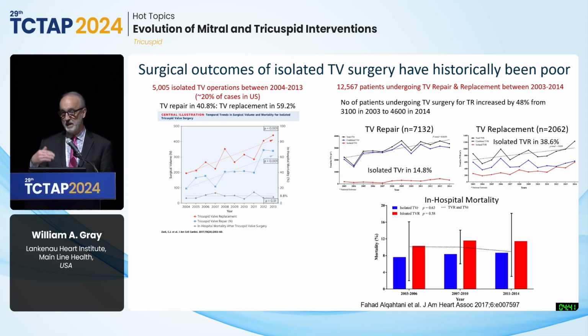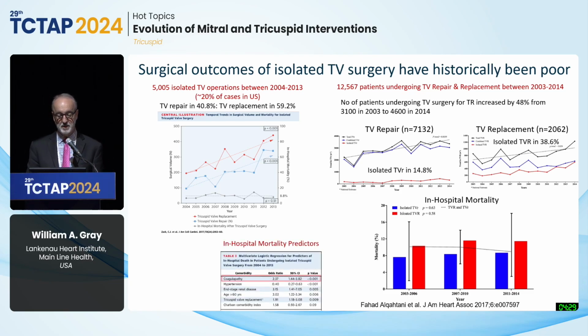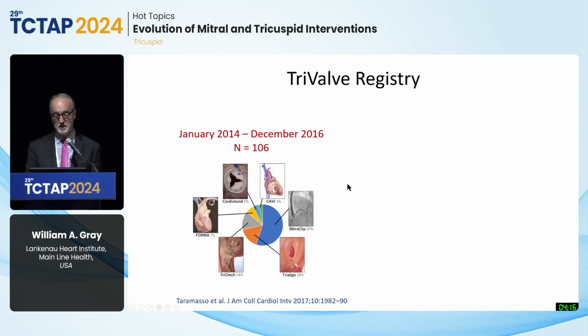Now, I will tell you that in our experience post-percutaneous referral, we see patients in the earlier stages of tricuspid regurgitation, and those who do not qualify for percutaneous approaches are actually quite good surgical candidates and do reasonably well. The surgical predictors of in-hospital mortality included coagulopathy and comorbidity indices, which again speaks to the late presentation.